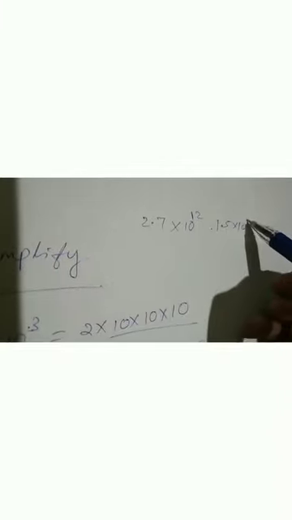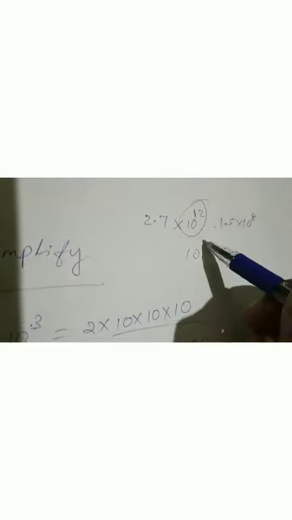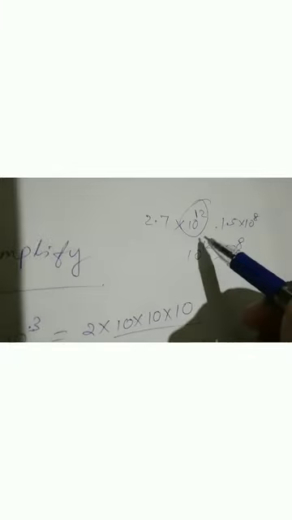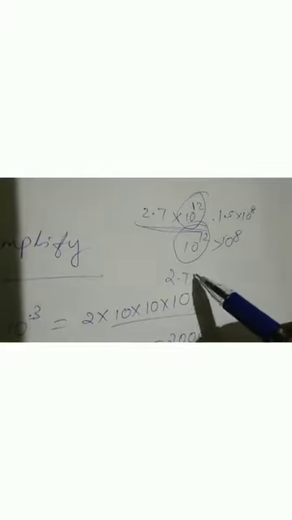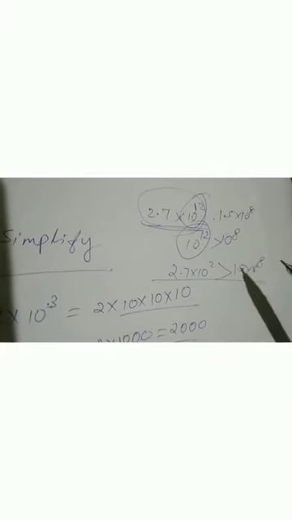Next part is question number 8. Compare the following numbers. 2.7 multiplied by 10 raised to 12 and 1.5 multiplied by 10 raised to 8. Here 10 raised to 12 is greater than 10 raised to 8, so this part will be greater. That is, 2.7 multiplied by 10 raised to 12 is greater than 1.5 multiplied by 10 raised to 8. Why? Because this many zeros will be there, so multiplying this number will automatically be greater than this one.